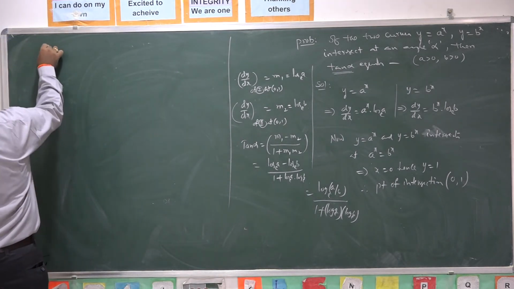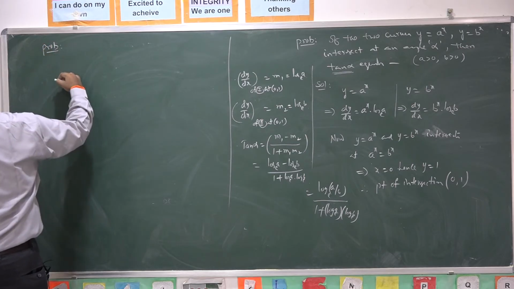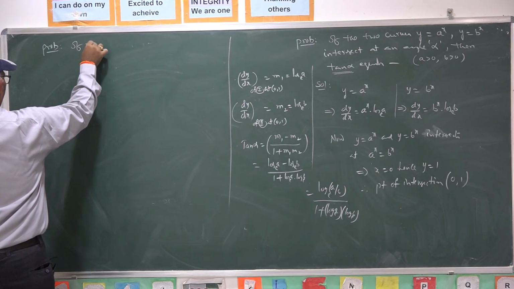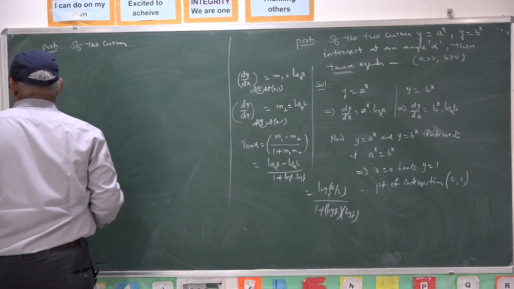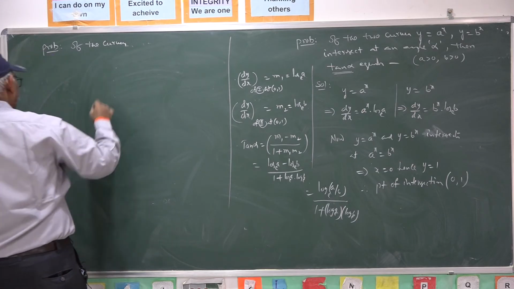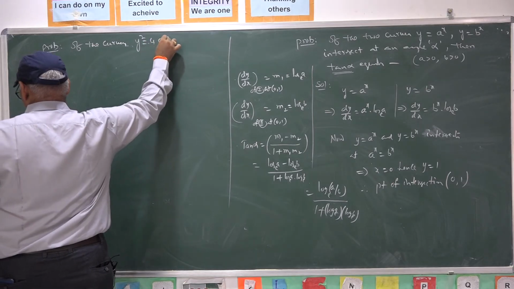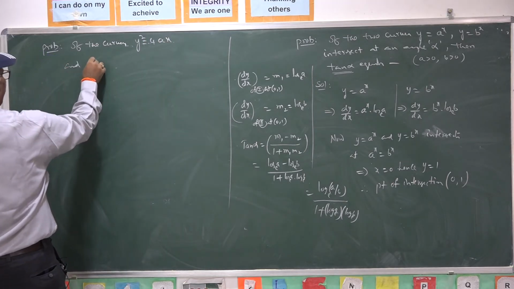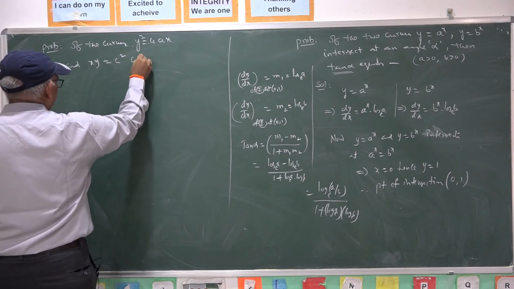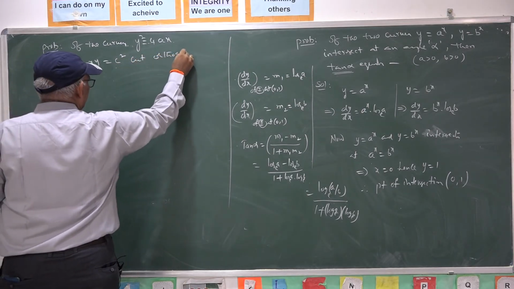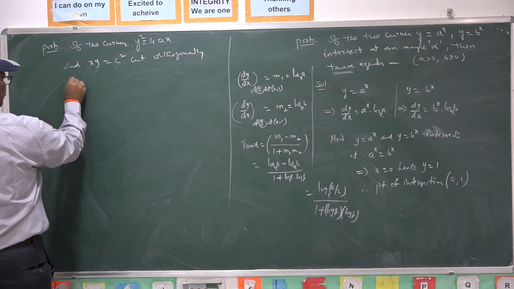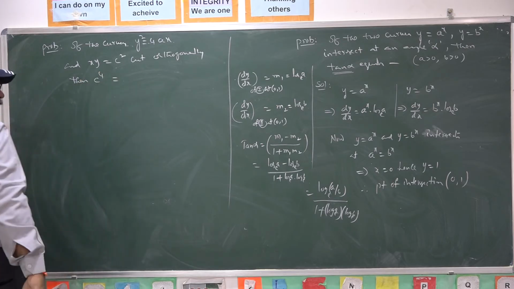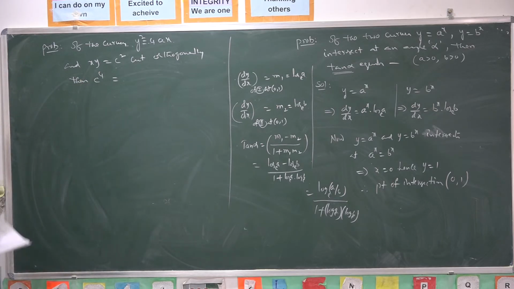Next problem. If the curves y square equal to 4ax and xy equal to c square cut orthogonally, then c power 4 equal to what? If the two curves cut orthogonally, find the value of c power 4.